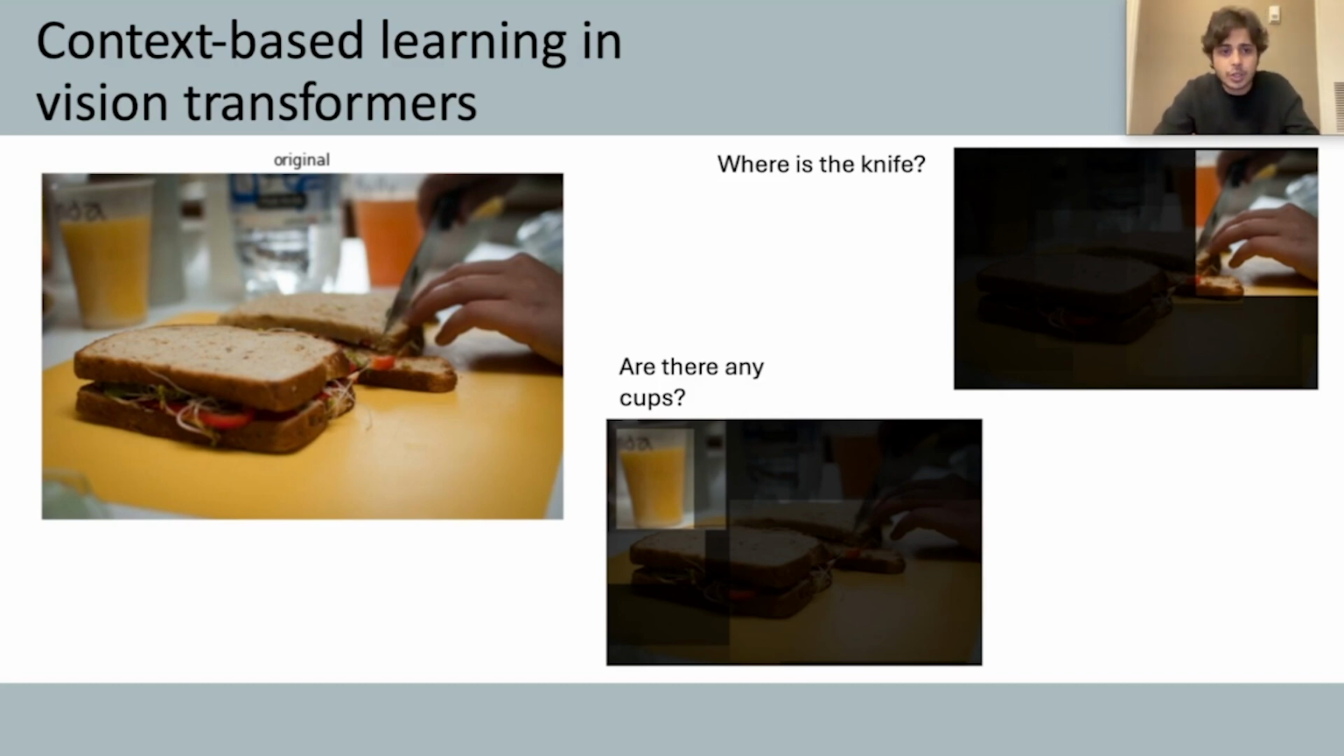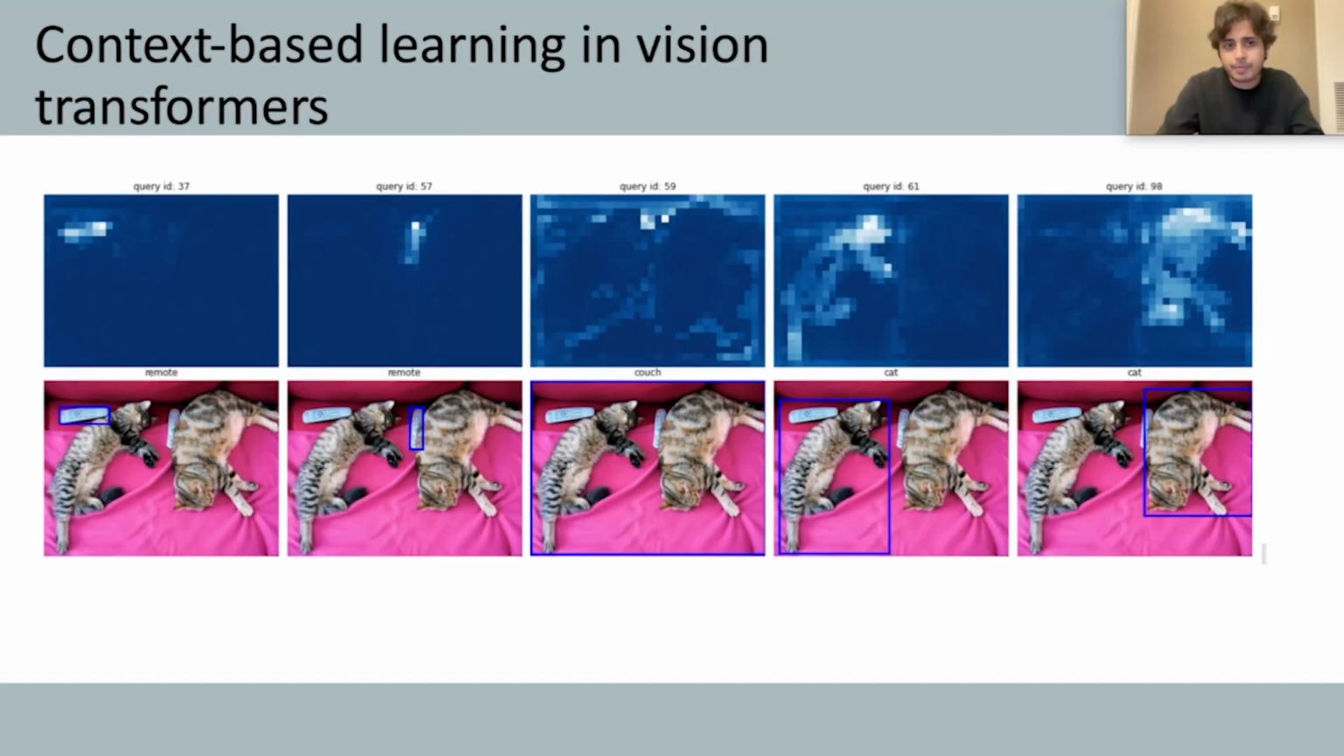So if you have this original picture of someone cutting sandwiches on a cutting board, you can ask different questions and you can have the vision transformer pay attention to different parts of the image. So if I ask it, where's the knife, it'll pay attention to the person cutting the sandwiches in the right corner of the picture. If I say, are there any cups, it'll pay attention to the other corner. So it's switching the way it pays attention to our input embeddings based on this rule that's external.